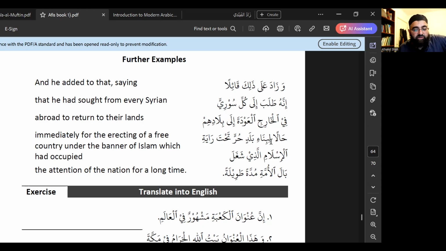To their homelands, right? A country is made out of many. Bilad is a plural, but it's used to mean their lands in the sense that everybody has their hometowns within a country. Halan, immediately, right? He sought from them that they return to the land. Hal libina'i baladin hurrin, right?